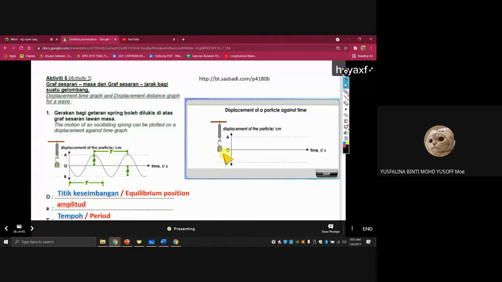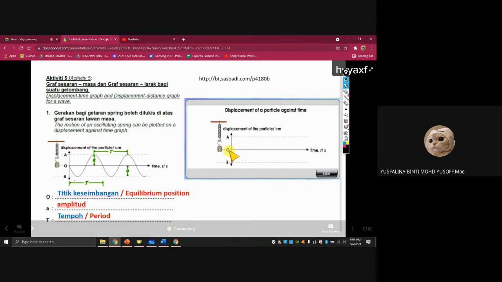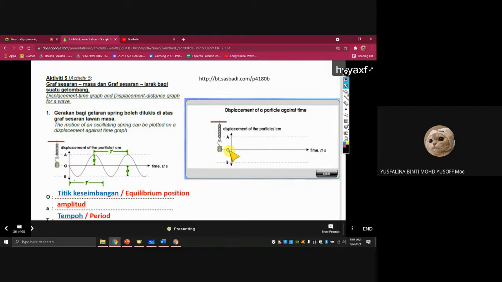At point O, we call it the equilibrium position. It means that if it's not oscillating, it will stay at O, because there is no force acting on the slotted weight. When it starts to oscillate, you drag it to B, so there is the amplitude here.